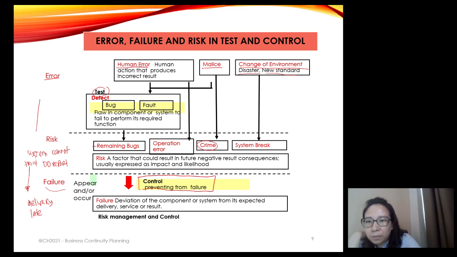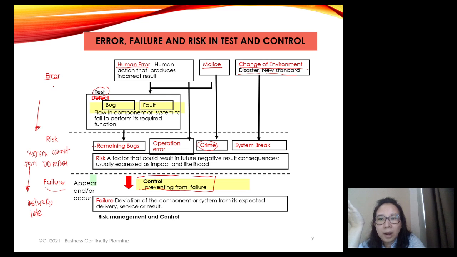But then we need to trace back again. How come our system cannot print the DO report? It's possible because maybe somebody put in the wrong data. Okay, it means talking about human error. Or maybe somebody really hacked into our system so that we cannot print our DO. Or it's also possible that our server is down, because the electricity is off, so the server is down and we cannot print the DO report. Okay, so it's talking about disaster here.